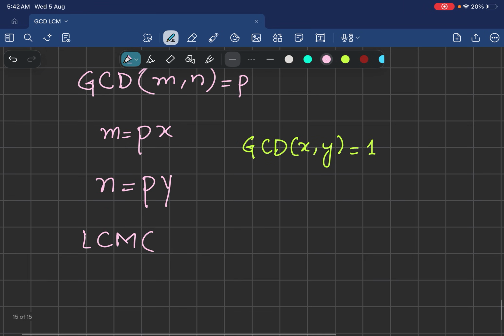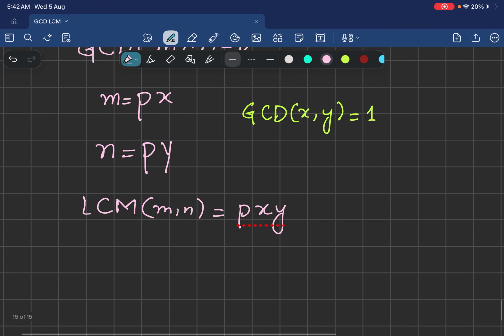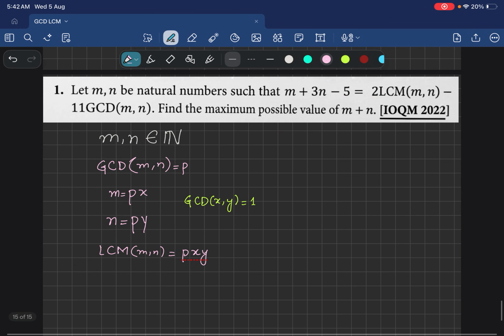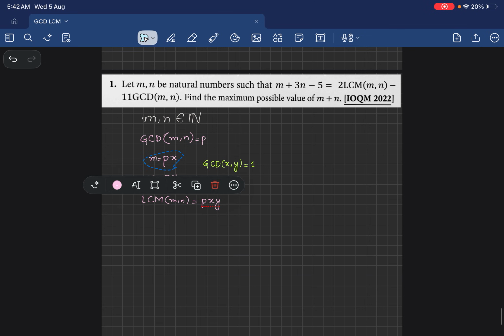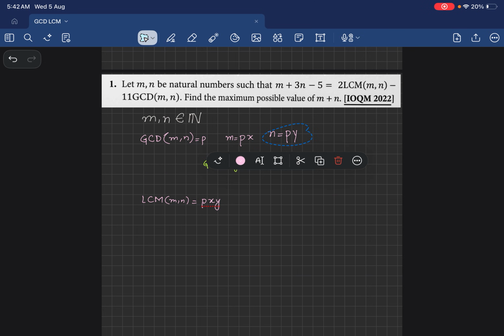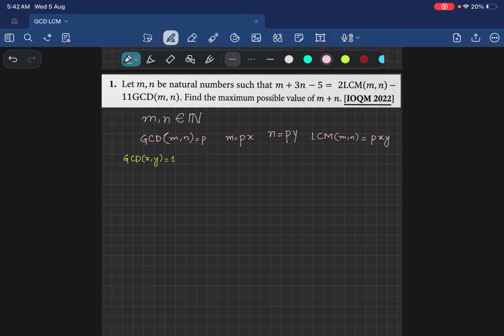So LCM, by definition, would be pxy. So we have got these four things with us. Now let's apply these to the question. m is equal to px and n is equal to py, and we have LCM equal to pxy, and we know that GCD of x and y is equal to 1.